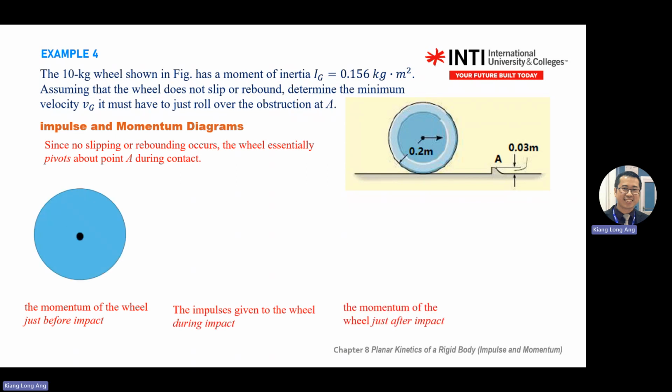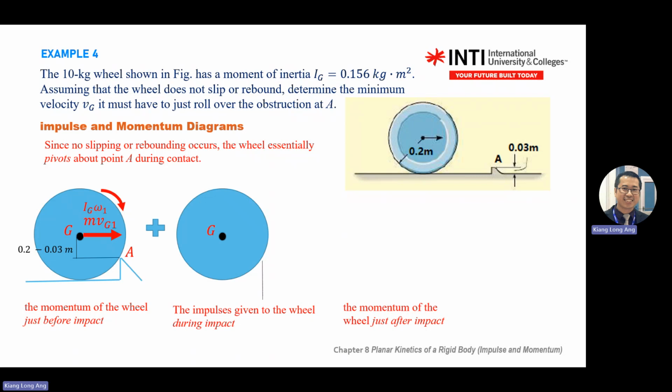Okay, so you draw the impulse momentum diagram. Before, you have I omega, you have mv. When you draw the diagram, remember to input mv and inertial effect plus impulse. Plus impulse. There's an impulse there at point A.